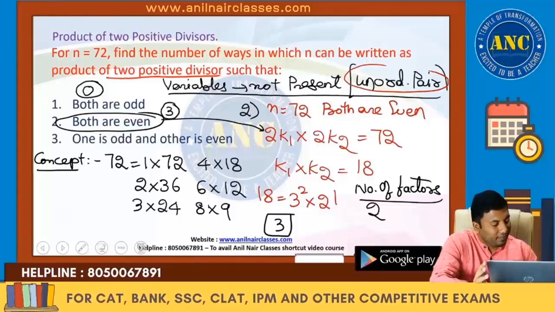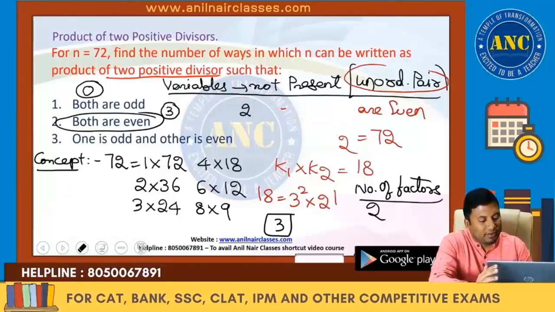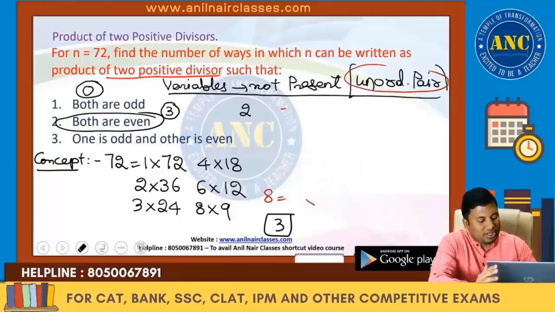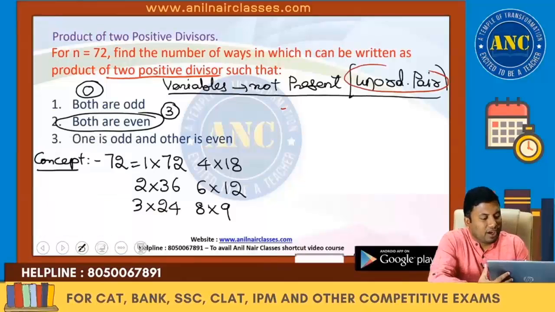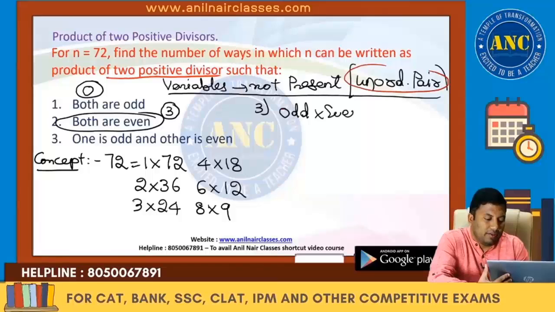Third one. Got the idea right? Just all are conceptual related. This topic is where you require a teacher intervention. Third one: one is odd, another is an even number. Odd number into even number, it should give me 72.